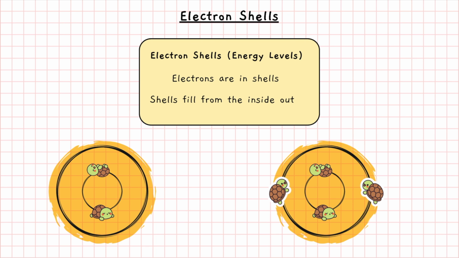Electrons don't just sit randomly around the nucleus, they're arranged in shells, which are sometimes called energy levels. These shells fill in a specific order, starting from the one closest to the nucleus and then working outwards. So the inner shell fills first, then the next one, then the next. When you see diagrams building outwards like this, that's exactly what's happening.